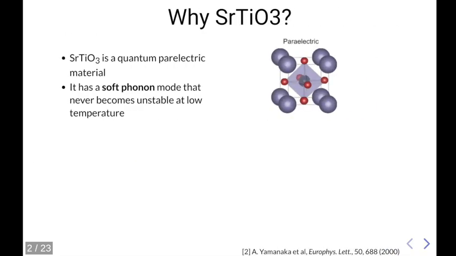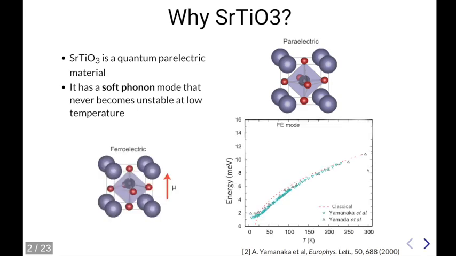So why do we want to study strontium titanate? The reason is that strontium titanate is a very interesting material at very low temperature because it's a quantum paraelectric material. It means that if we follow a soft phonon mode whose displacement breaks inversion symmetry and generates a polarization inside the cell, the energy of this phonon mode decreases with temperature. And if we do a classical fit following the Curie-Weiss law, this should become imaginary at a certain finite temperature, which is around 37 Kelvin, and the material should become ferroelectric at very low temperature.